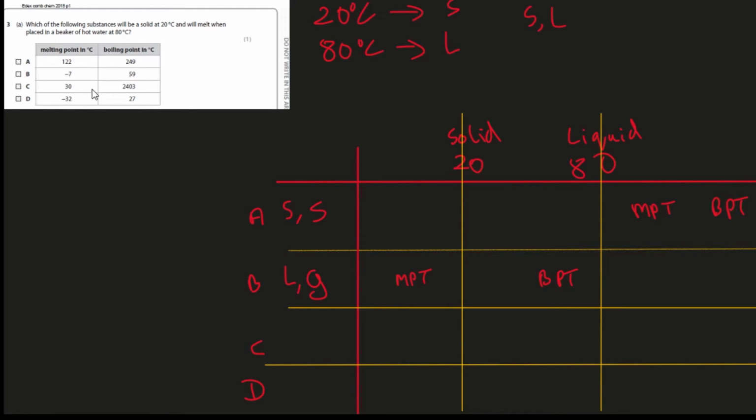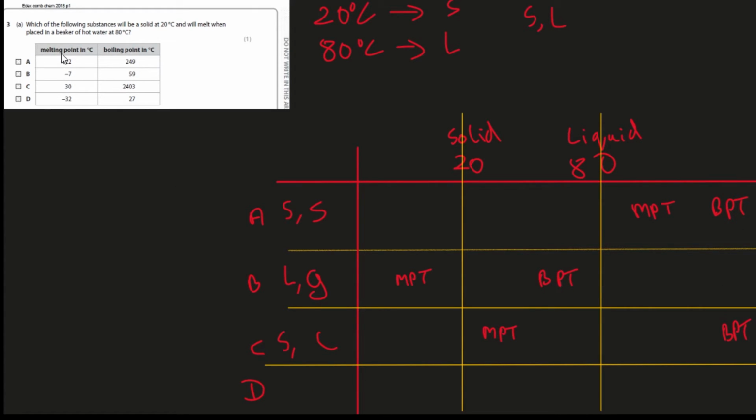Let's look at C now. So melting point at 30, so 30 is in that middle section somewhere, doesn't matter where exactly. MPT, melting point. And its boiling point is a massive 2,400, which is right off up here somewhere. Again, doesn't matter exactly where. So at 20 degrees, this one is to the left-hand side of its melting point, so it's going to be a solid. And when it's at 80 degrees, it's in between its melting point and its boiling point, so it's going to be a liquid. That looks promising.